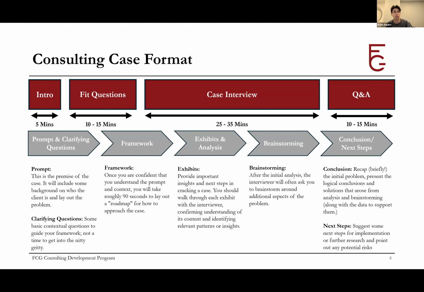And then after that, you go into some type of brainstorming session where they ask you more or less questions about your framework and about how you're actually going to implement the idea that you're talking about. At the end, there's usually a roundabout where you talk about the whole case, what you did, and then from there, try to conclude with a recommendation and also try to lay out the next steps or some risks that might come along with this project.